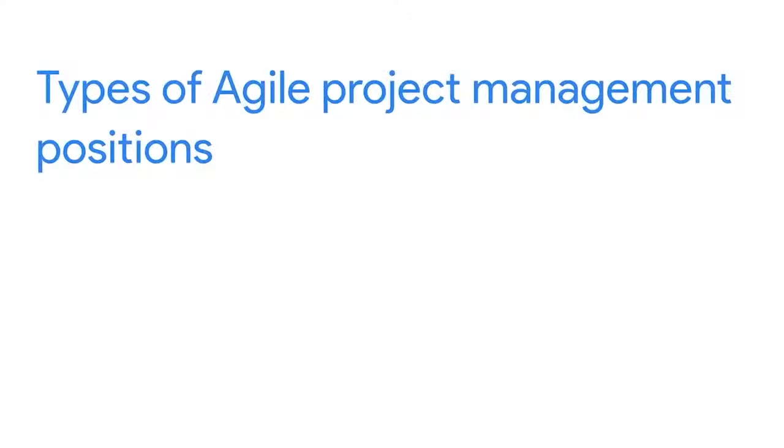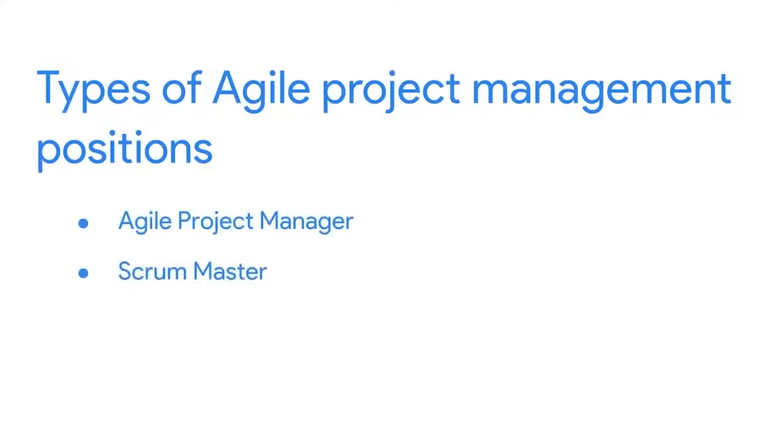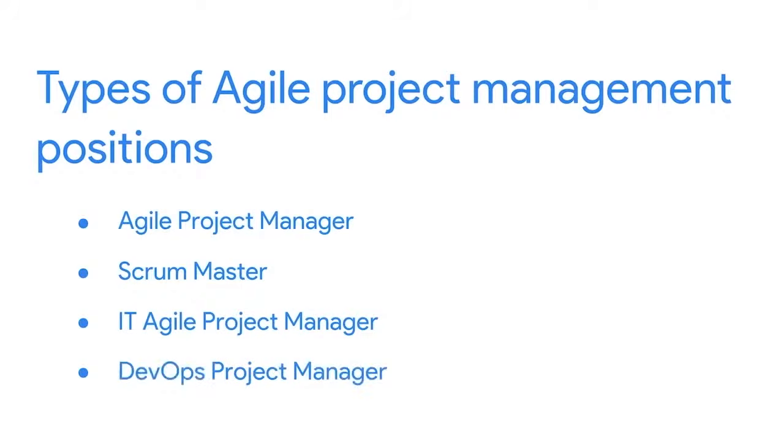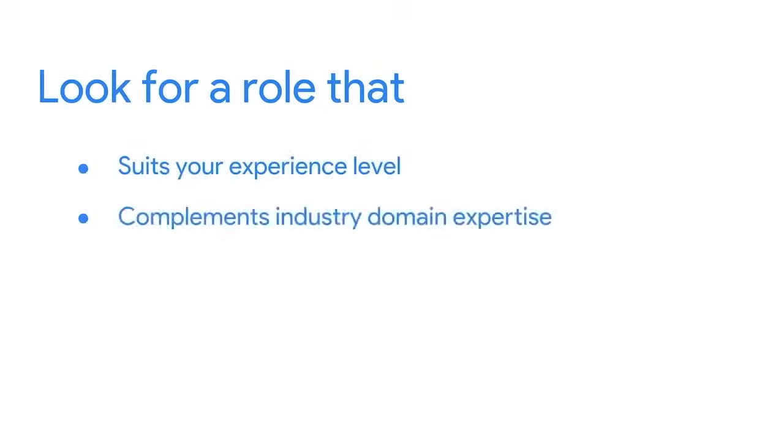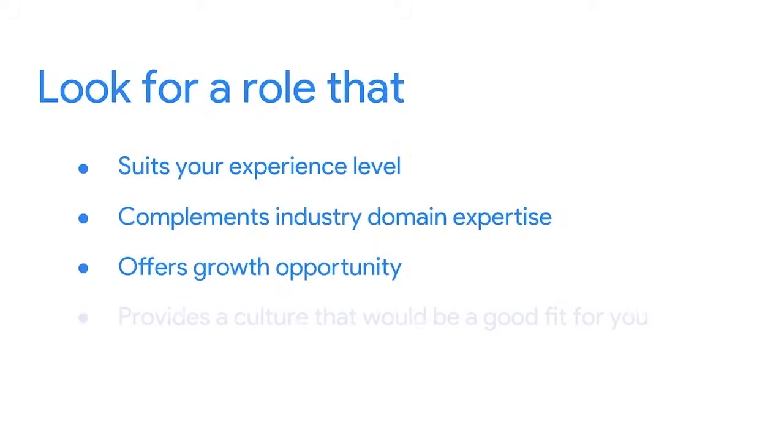Let's start by discussing how to land an Agile project management position. These types of jobs might show up on job boards as Agile Project Manager, Scrum Master, IT Agile Project Manager, or a DevOps Project Manager. After taking this course, you'll be a great fit for any one of these. Look for a role that suits your experience level, complements your industry domain expertise, and offers growth opportunities. Also, look for a role that provides a culture that'd be a good fit for you.